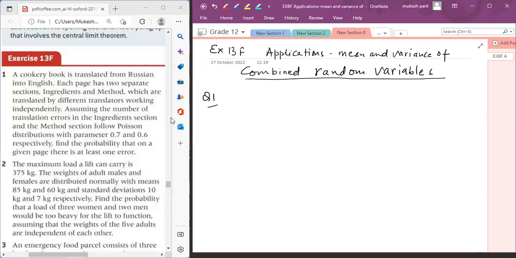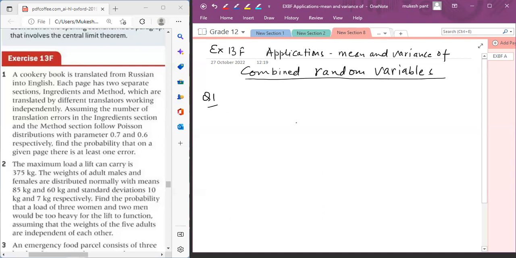If we read this question: a cookery book is translated from Russian into English. Each page has 2 separate sections, ingredients and method, which are translated by different translators, working independently. Assume the number of translation errors in the ingredients section and method section follow Poisson distributions with parameters 0.7 and 0.6 respectively. Find the probability that on a given page there is at least one error.